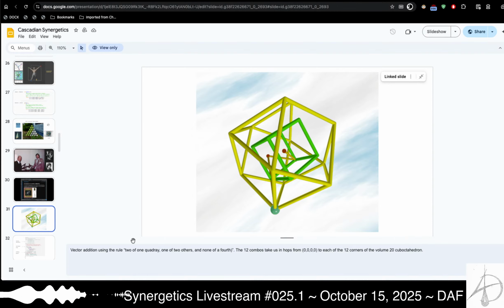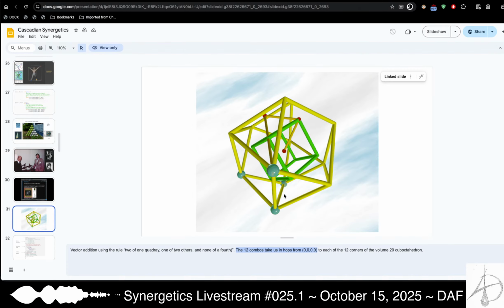This is an animation. It shows vector addition using the rule of two of one quadray, one of two others, and none of a fourth. Those are choice rules for movement within this quadray integer-accounted space. The 12 combinations take us in hops from 0,0,0,0, the origin, to each of the 12 corners of the volume 20 cuboctahedron.